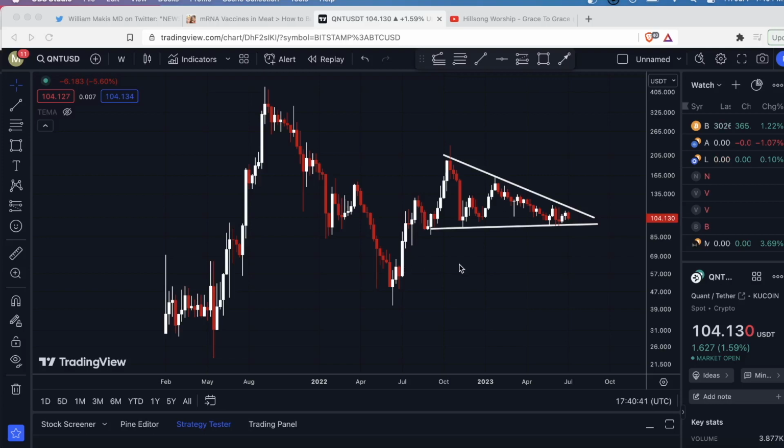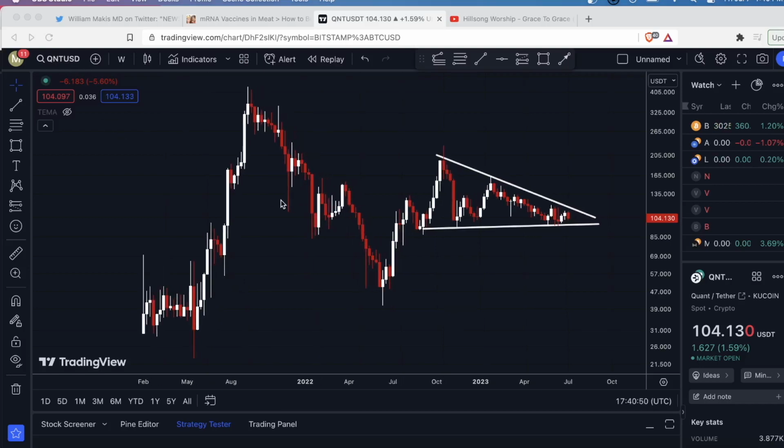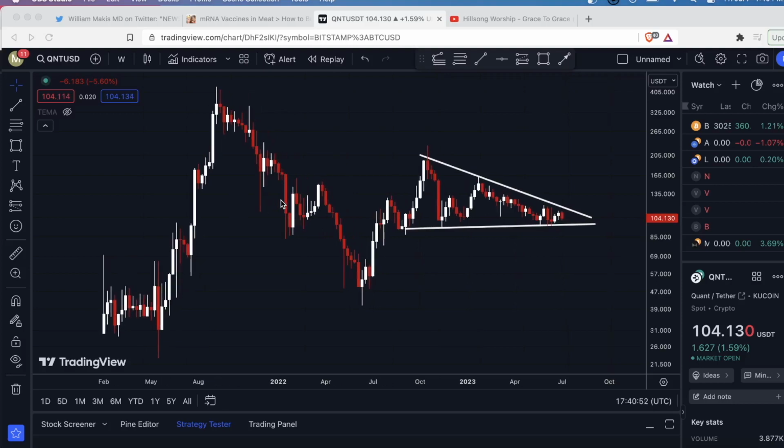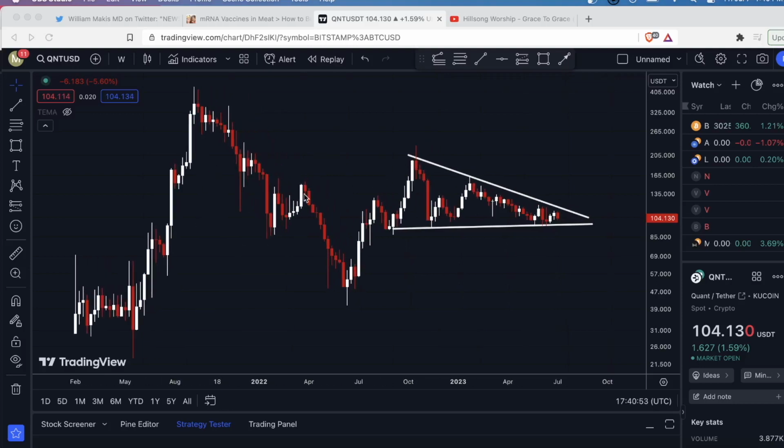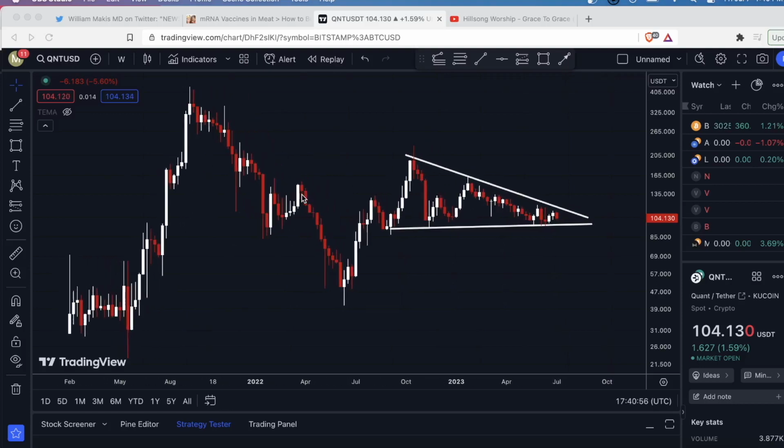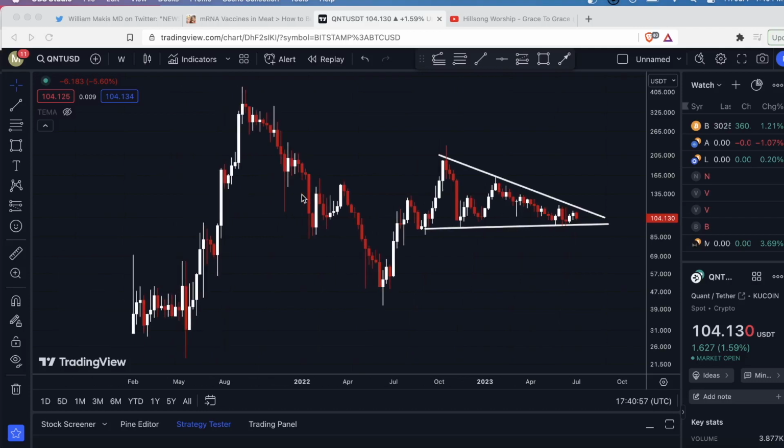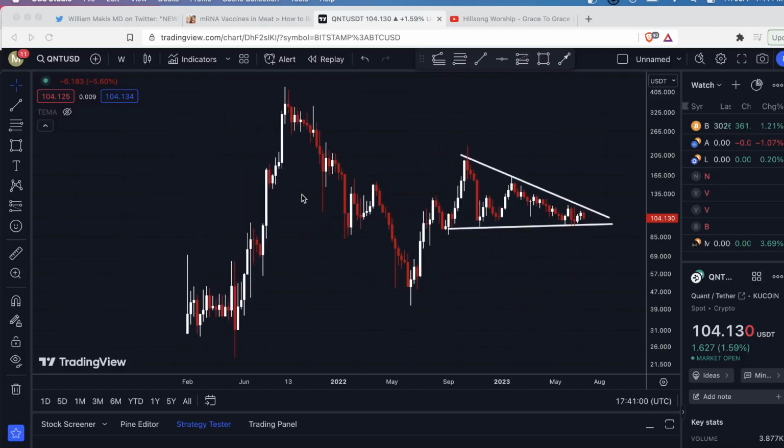Hey guys, so now I want to take a look at Quant. So that's QNT token. QNT is on the ticker. So as usual, I'm going to start on a high time frame and just get a broad look at what's going on. So this is the weekly chart, and as you can see, it's pretty sporadic price action here.